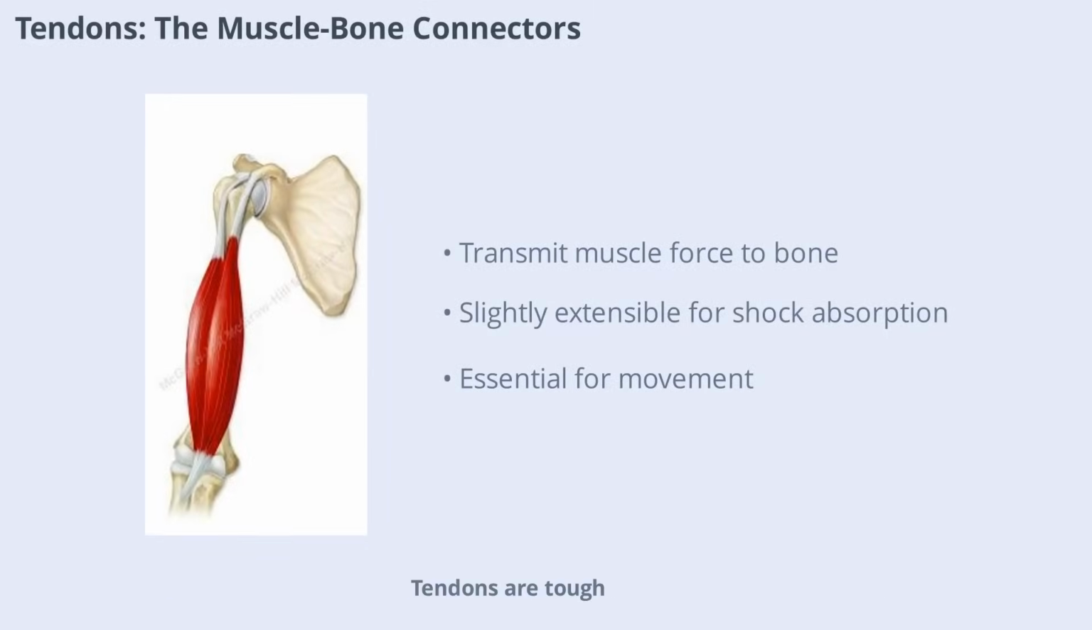Tendons are tough, slightly extensible bands of connective tissue that link muscles to bones. When a muscle contracts, the tendon transmits the force to the bone, resulting in movement. Tendons are designed to withstand tension and are essential for activities ranging from walking to lifting. Their slight extensibility allows them to absorb some of the shock and stress placed on joints during movement, protecting both muscles and bones from injury. Let's visualize this with the example of the biceps brachii tendon, which plays a key role in elbow flexion.